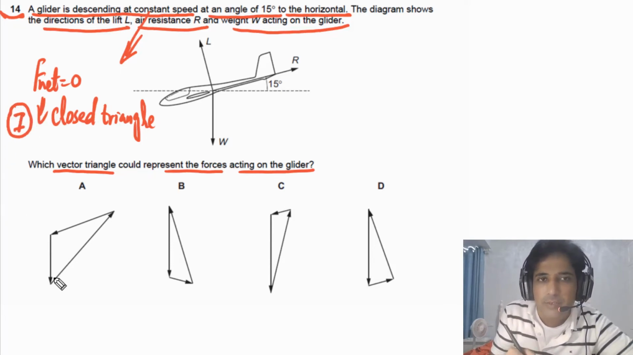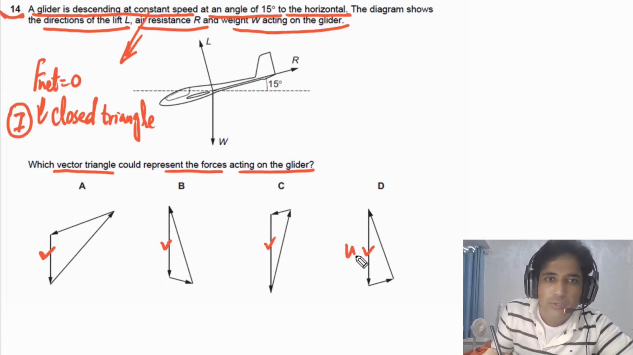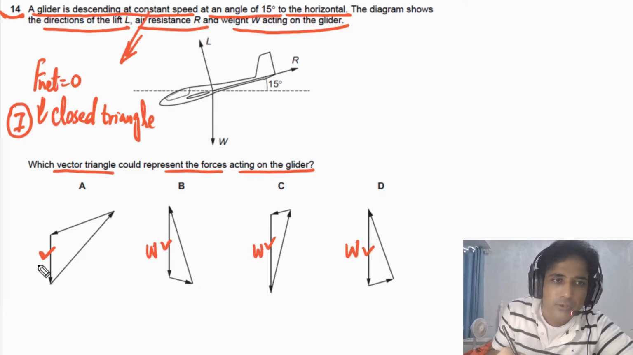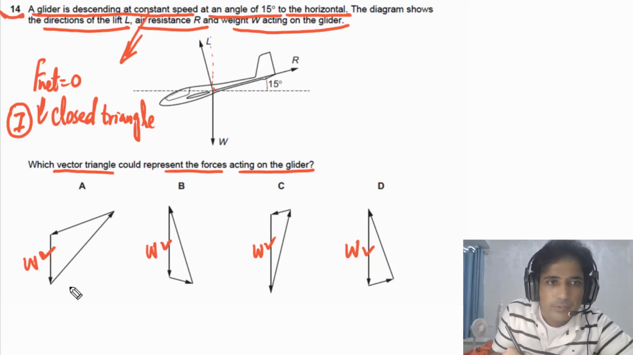Now the second thing we need to find out is the direction of forces. If you look at the direction of weight, it is right: weight is acting down in all of them. So this is W, and the direction of weight is right. Now if you look at the direction of L, L is inclined to the left. In this option, L is inclined down below horizontal, but it has to incline this way. So this L is wrong.